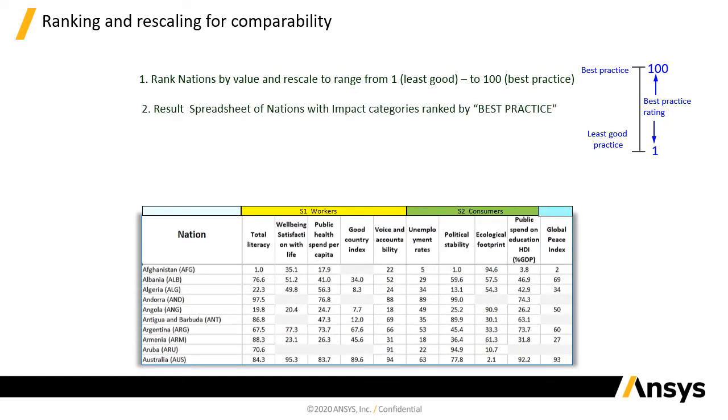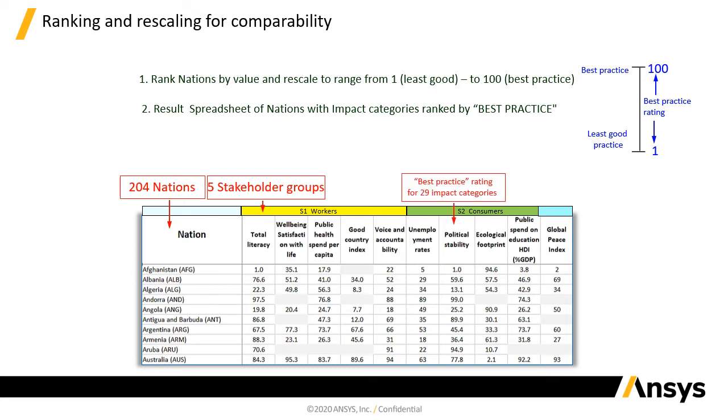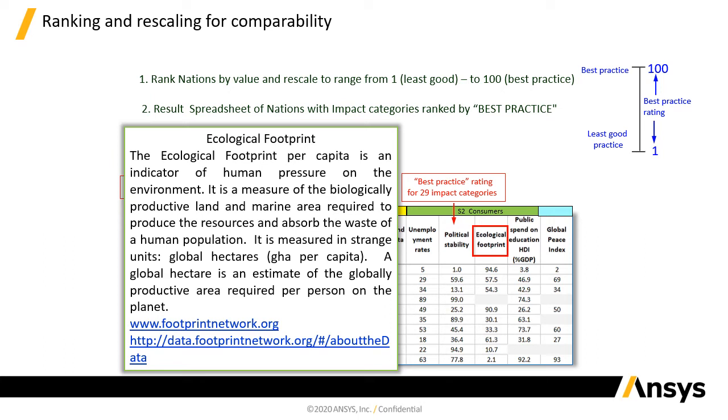So the result is a spreadsheet of nations of the world with impact categories ranked by best practice. And here you see an example of this, which has 5 stakeholder groups, as mentioned before. This is for 204 nations. And you have here best practice rating for 29 impact categories with the data points. What you can also do in this spreadsheet, you can click on any of these categories and you have a little information about this specific category, like ecological footprint in this case.